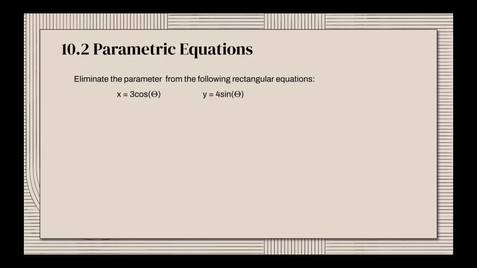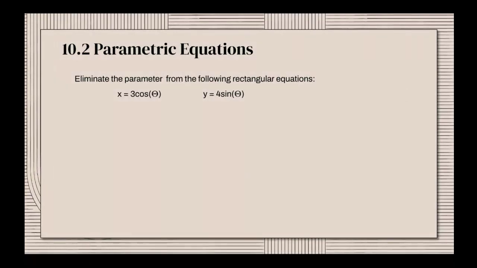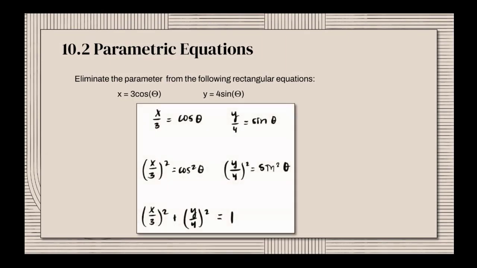It's actually a lot simpler than that. All we would need to do is use our Pythagorean trig identity. So we could use cosine squared theta plus sine squared theta equals 1. And so we can isolate cosine theta and sine theta by taking over the coefficients to the other side. And if we square both sides of each equation, we can plug it into our trig identity, and we would get x over 3 squared plus y over 4 squared equals 1. And so that way we can eliminate the parameter theta.